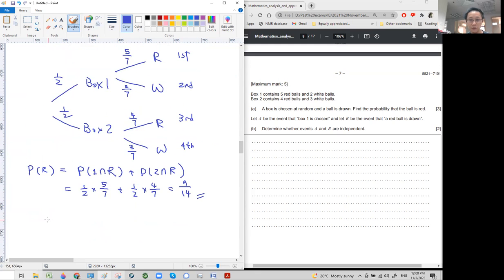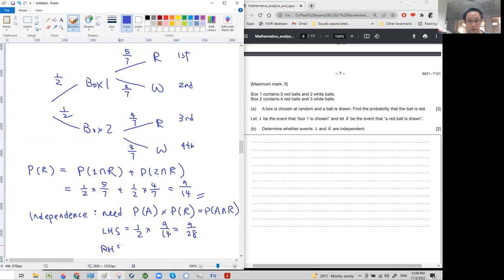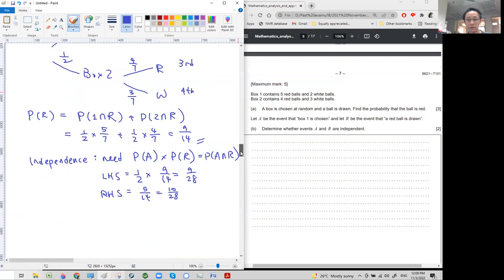Part B, determine whether the events are independent. There is a formula to verify independence. We need P(A) times P(R) to equal P(A ∩ R). So P(A) is the same as P(1). So left-hand side equals 1/2 times P(R), which we figured out to be this. And then the right-hand side, P(A ∩ R) is just 5 out of 14, which is 10/28. So not the same, therefore not independent.